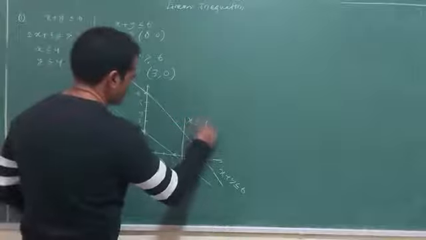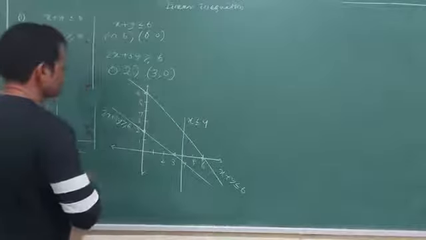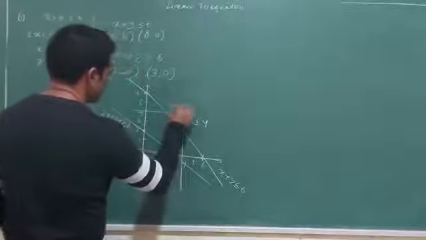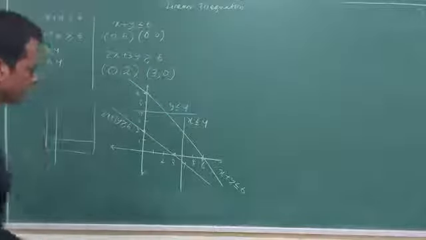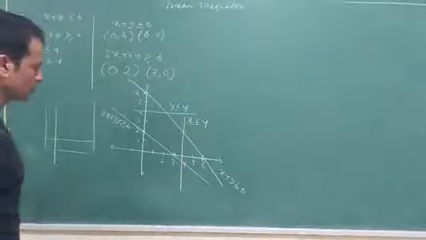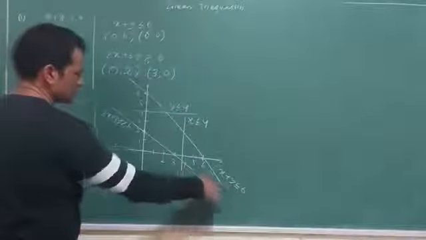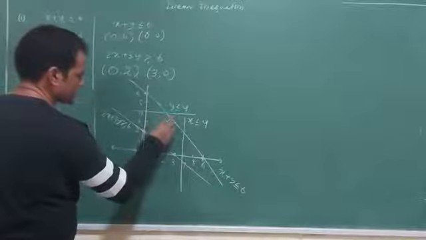X is less than or equal to 4. Then you draw a line y is less than or equal to 4 here. Now one by one we will find out the complete area. If you look at this line, less than or equal to, this is coming towards the origin.